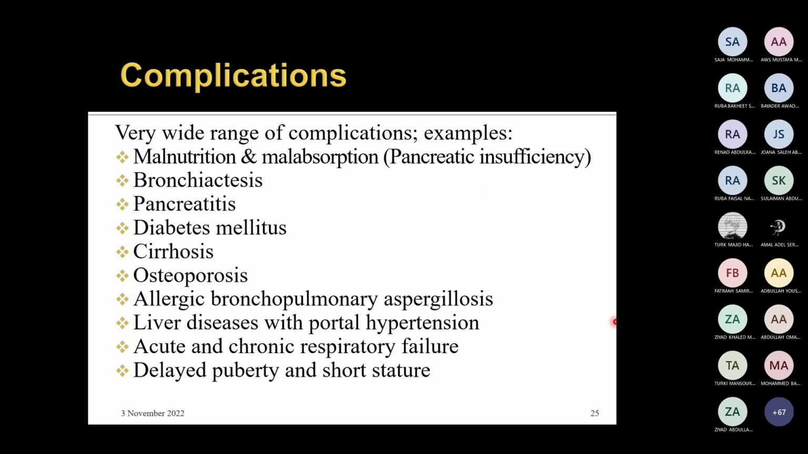Aspergillus is a fungus that invades to infect the lungs, but it results in allergic reactions. So plus infection, we have some sort of allergic reaction due to this fungal infection. Liver diseases with portal hypertension, chronic respiratory failure, acute respiratory failure, delayed puberty, and short stature. These are actually a very concise list of the complications that might happen due to cystic fibrosis. And if you can see, it's affecting a very wide range of organs.